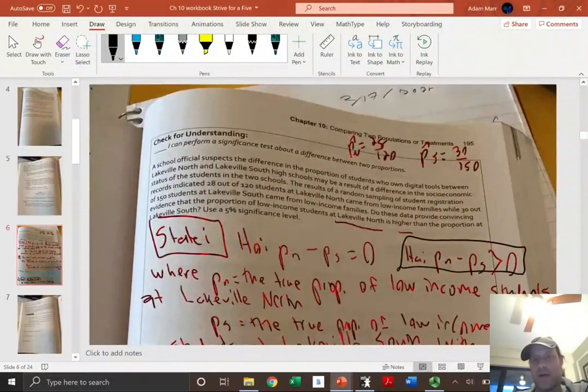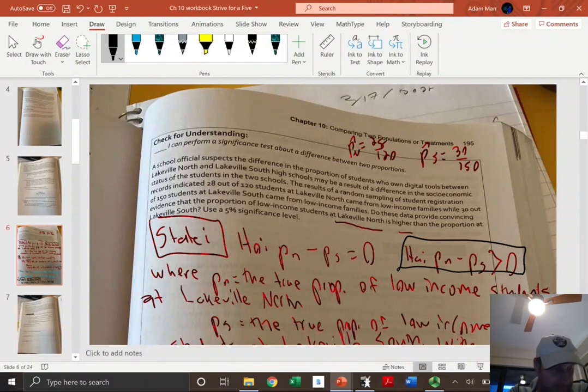All right, so I have some of the work already written down here, because it takes a little bit of time to write some of the stuff down. I want to save some time. This is page 195 in your workbook. You can see this on the PDF that I gave to you on Google Classroom.